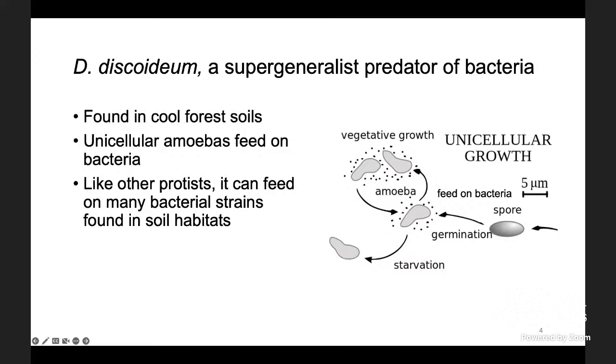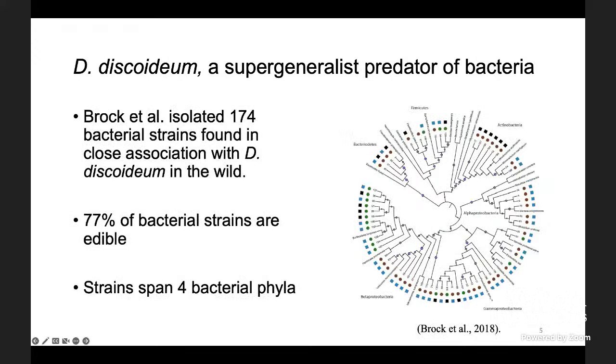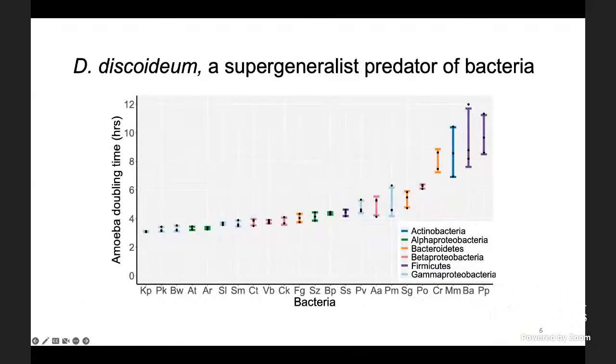And like other protists, it can feed on many bacterial strains. So Devi from our lab and team isolated 174 bacterial strains that are found in close association with Dicty in the wild. And 77% of these strains are edible. And these strains span 4 bacterial phyla. This is some of my own data looking at the growth rate of Dicty on 23 different soil bacteria. And basically, you see there is a nice variation in the doubling time of amoebas. They grow really well on some and not so great on others.